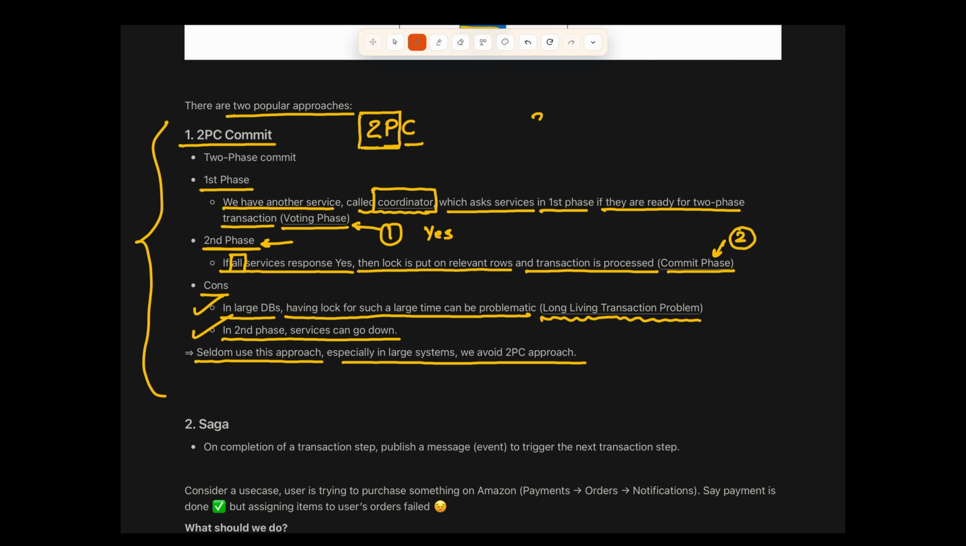Two-phase commit is separate from 2PL, which we discussed in the distributed concurrency control video. If you have not watched that, the link is in the description. You can go ahead and watch that as well.